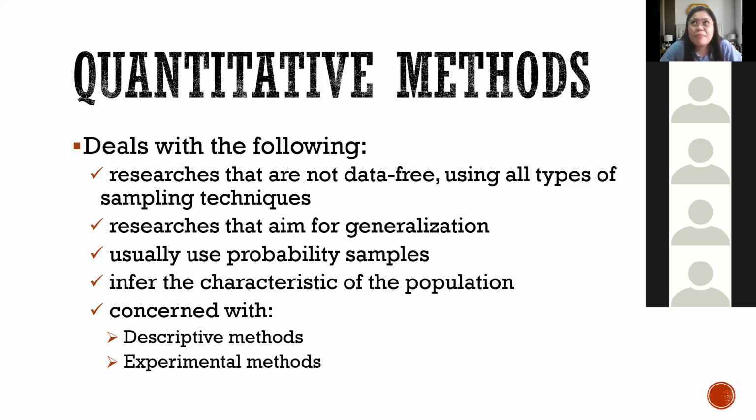And then, this method uses all types of sampling techniques, whether it is probability sampling where you give equal chance for the respondents to be chosen in your study, or you can even use the non-probability sampling technique for quantitative method. And this type of research actually aims for generalization, meaning we will generalize the characteristic or infer the characteristic of our population.